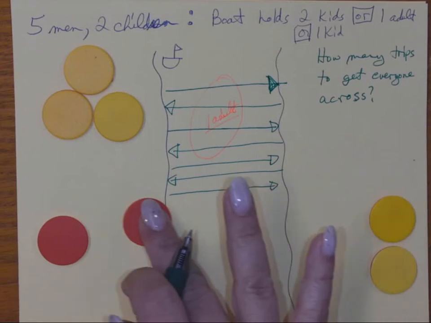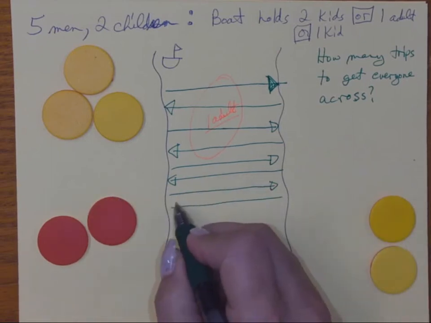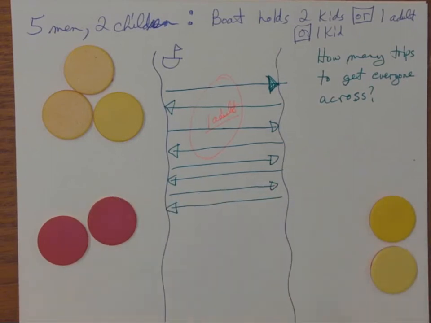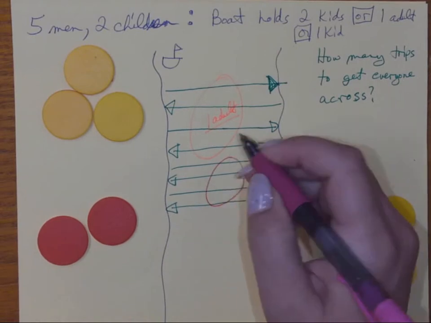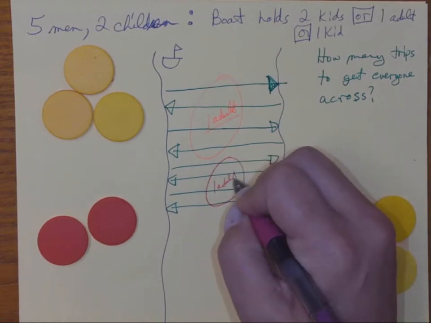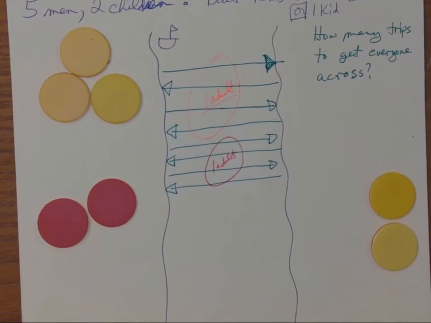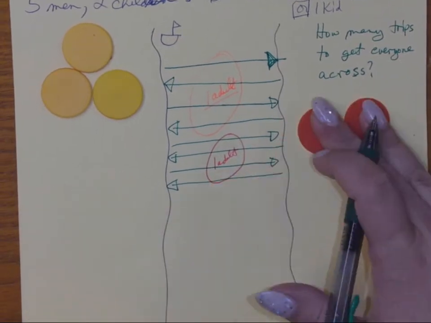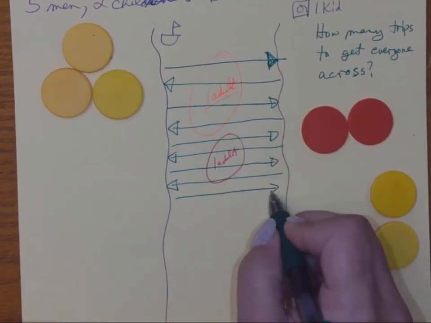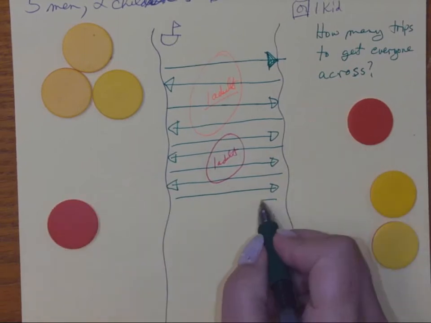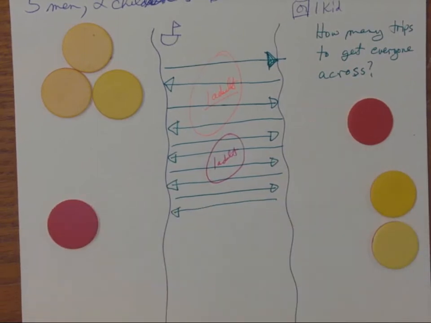And then I send the 1 kid back with the boat. Huh, look at that. Again, it took 4 trips to make 1 adult go over. So again, take the 2 kids over, take the one boat back, take the one kid back with the boat.